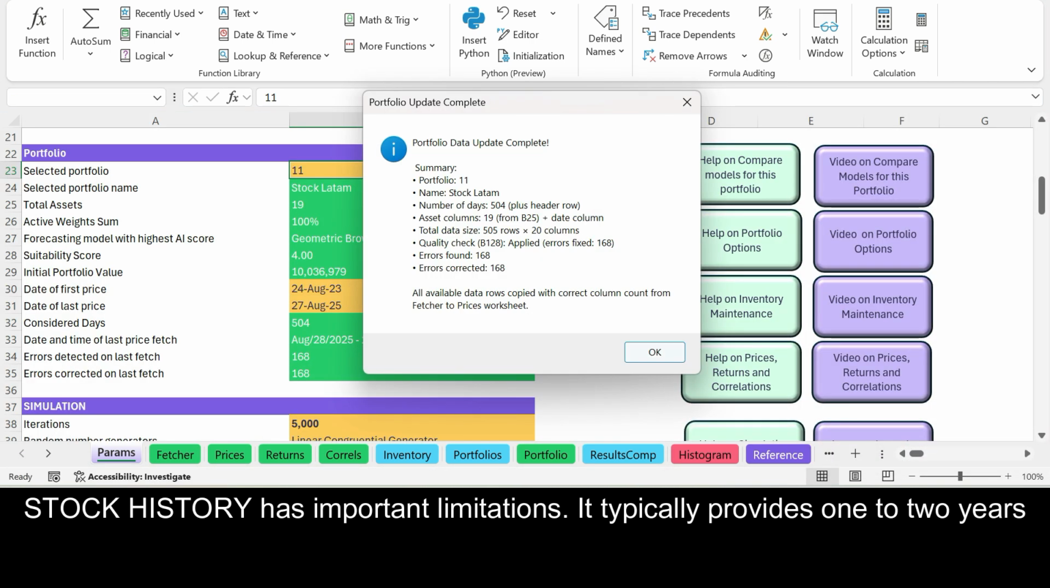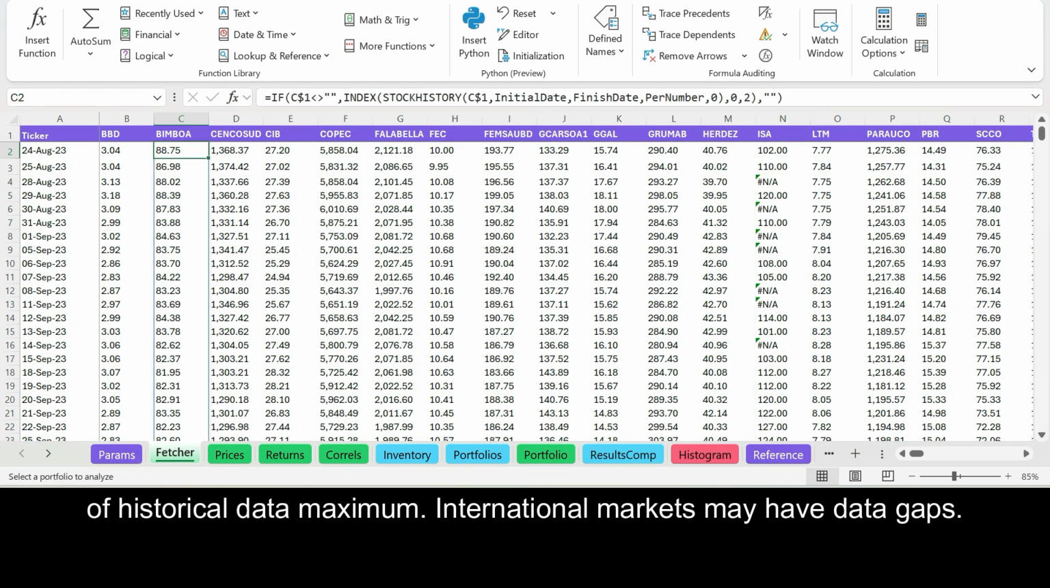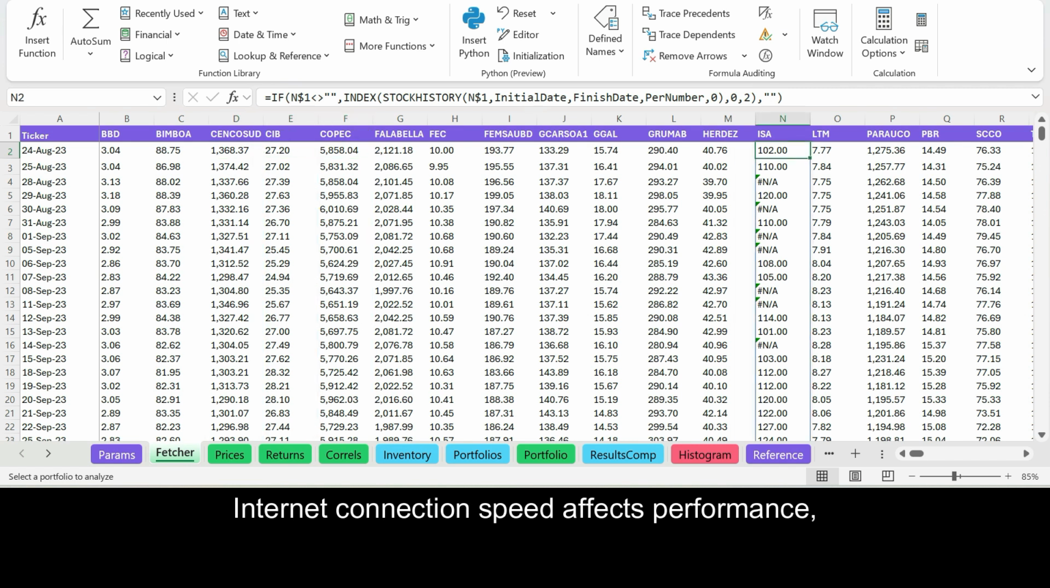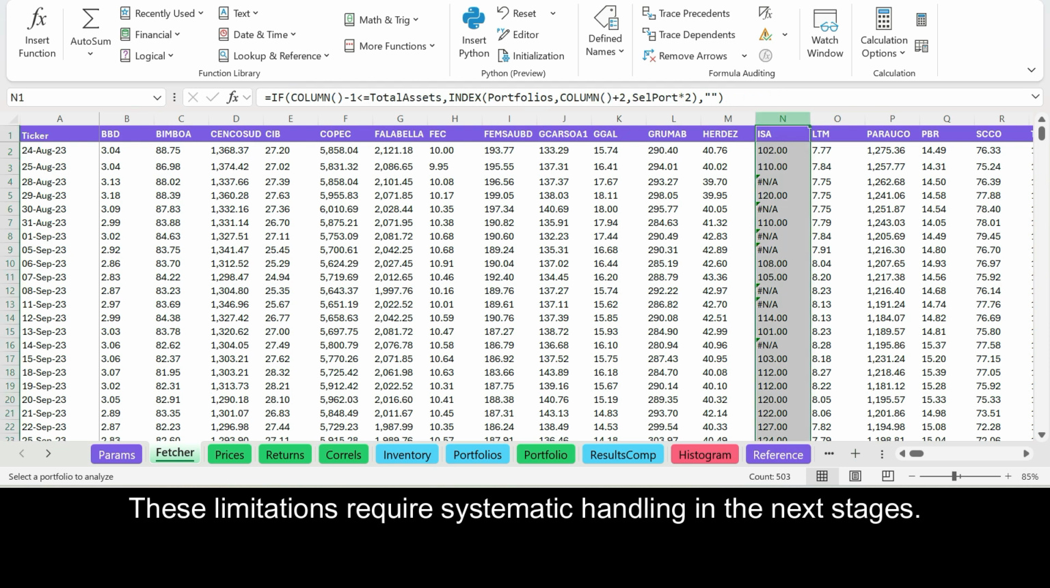Stock history has important limitations. It typically provides 1 to 2 years of historical data maximum. International markets may have data gaps. Internet connection speed affects performance, and some assets may return unavailable data errors. These limitations require systematic handling in the next stages.